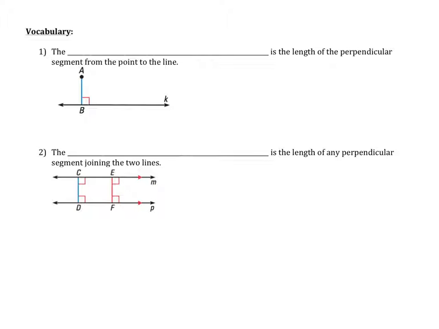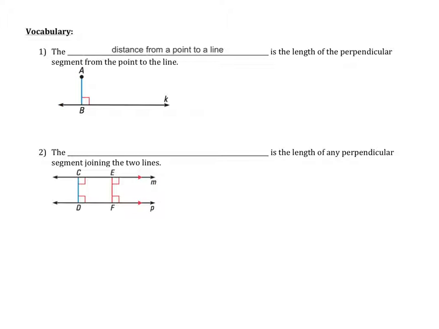Next, we have a couple of vocabulary words, or really they're phrases. So the first phrase is the distance from a point to a line is the length of the perpendicular segment from the point to the line. So in the diagram that I provided, we have point A, and if we want to find the distance between point A and line K, we would just drop a perpendicular line straight down to line K, and then we would just find the distance between those 2 points. So again, the distance from a point to a line is the length of the perpendicular segment between the point and the line.